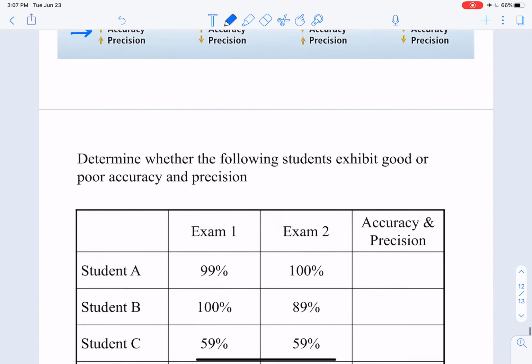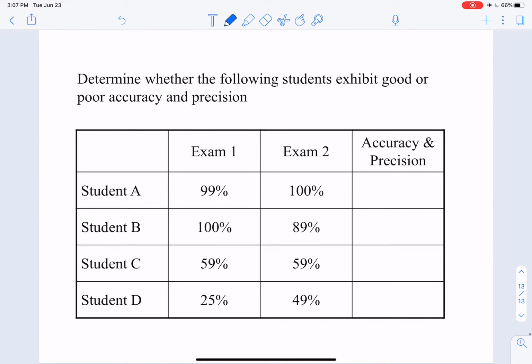So let's do one problem here for accuracy and precision. We've got 4 students, A, B, C, and D, and we want to determine whether they have high or low accuracy and high or low precision. Student A takes exam 1 and gets a 99%, and takes exam 2 and gets 100%. Do we have high or low accuracy there? We've got high accuracy. The 100% is the most accurate, very high accuracy. Now, are those two scores really close? Yeah, so we have high precision here.